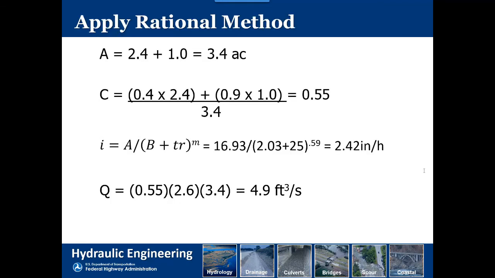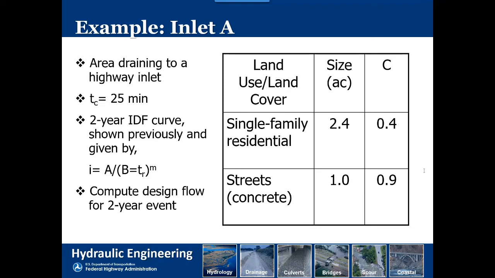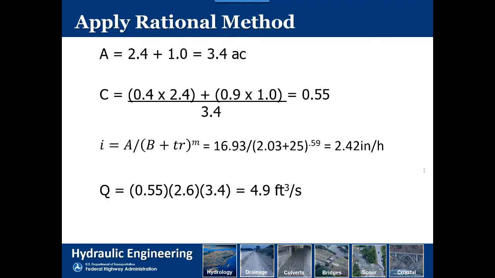How we do that, we just add up the areas. We have 3.4 acres. To get the composite value, you take the C value for one area times its acreage, plus the C value of the other area times its acreage, and then divide by the total area. So you can see it's 0.4 times 2.4 and 0.9 times 1. And we come up with a composite C value of 0.55. Then to get the intensity, we're just plugging and chugging, and we got these variables from the IDF curve that we showed you earlier.